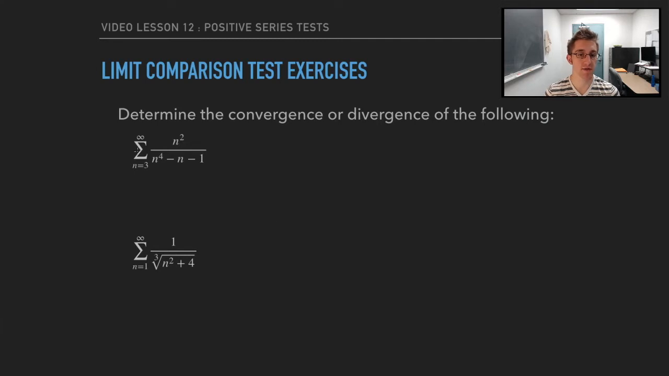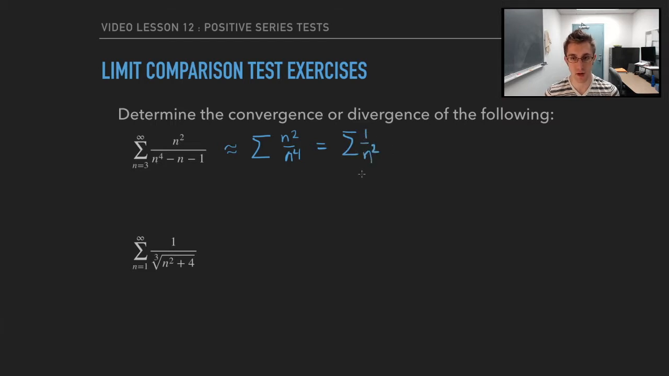So the way that we find out what we should be comparing to for limit comparison is by ignoring the insignificant terms in the numerator and the denominator. Here, this means ignore the minus n minus 1 and just look at n squared over n to the 4th. And that simplifies. So the idea is this should be similar to the sum of n squared over n to the 4th, which is the sum of 1 over n squared.